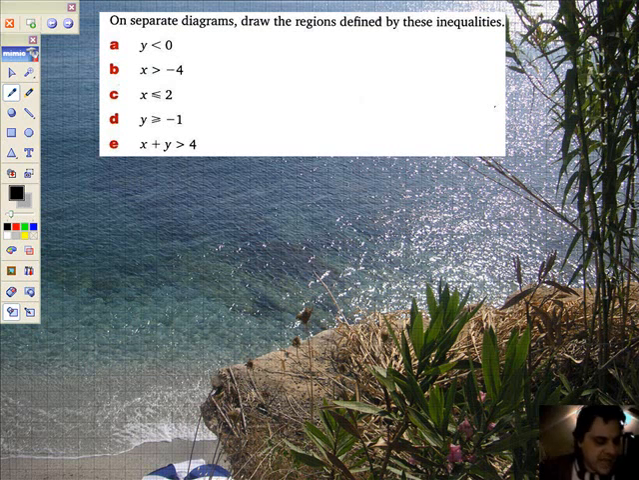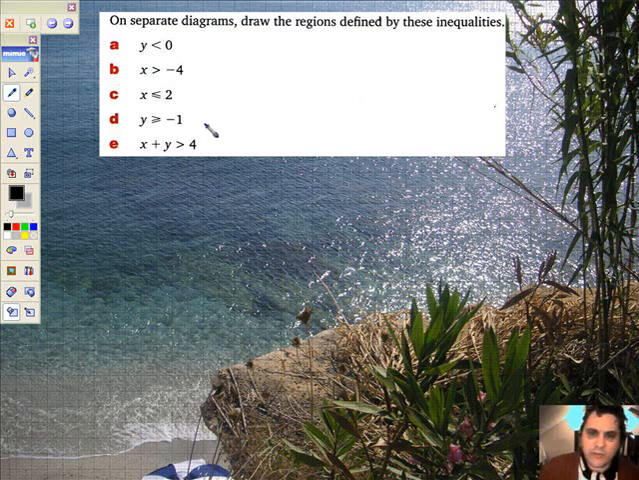Okay, inequalities and graphs, page 76 onwards, and that's section 7.6. What I've got there is pasted up question 1 on exercise 7.6, and the questions are actually on page 78. It's quite hard to show the inequality y is less than 0, y is greater than minus 4. I'm going to start with C, and then you'll see what I'm getting at.